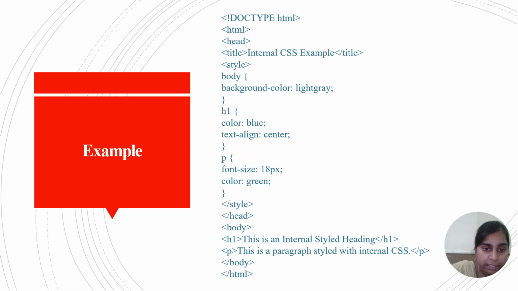So the paragraph tag also has property values here. The property values are a font size of 18 pixels and the color green. So here the paragraph selector has the property values. So when I am taking the body, H1 and P selectors, they are applied to the body tag, the H1 tag and the P tag.